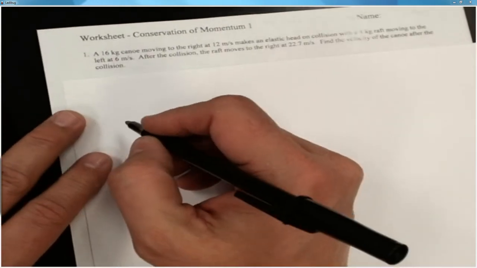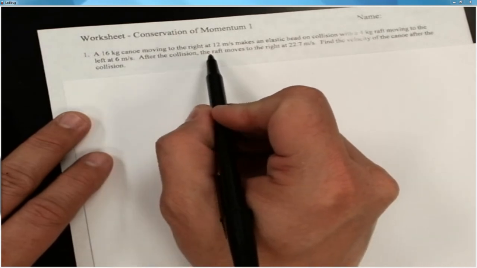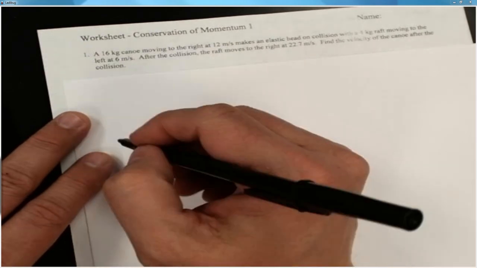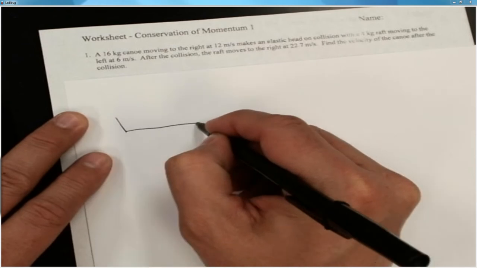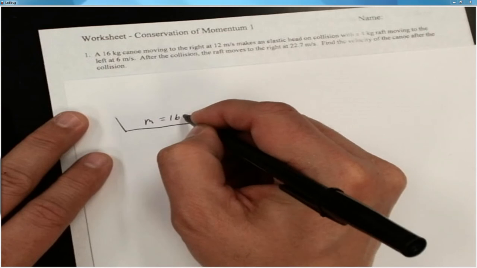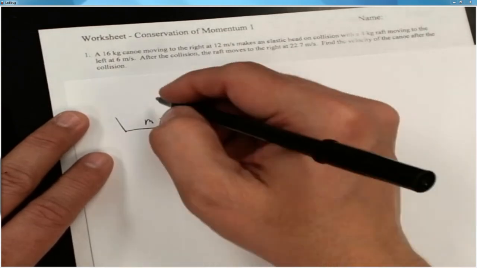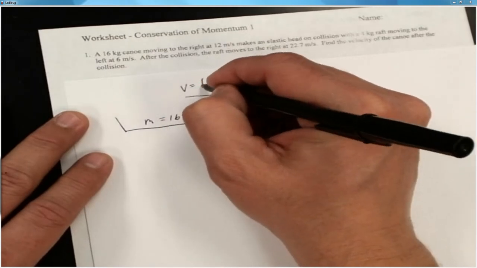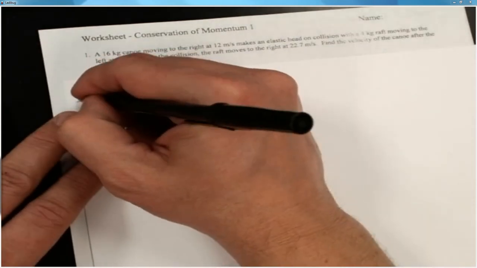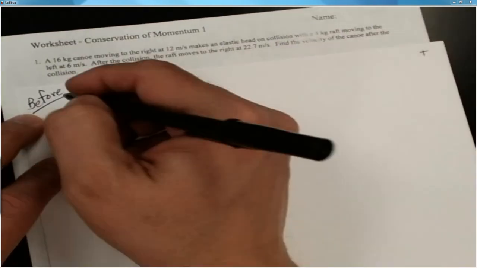Let's get started with number 1. A 16 kilogram canoe is moving to the right at 12 meters per second. So here's a canoe, and its mass is equal to 16 kilograms. And it's moving to the right, and its velocity is equal to 12 meters per second. So this is before. And I'm going to call this direction positive, and I'm going to call this direction negative.